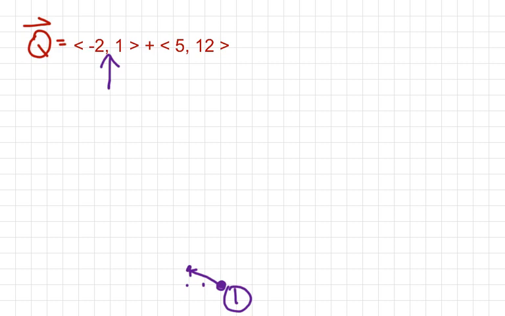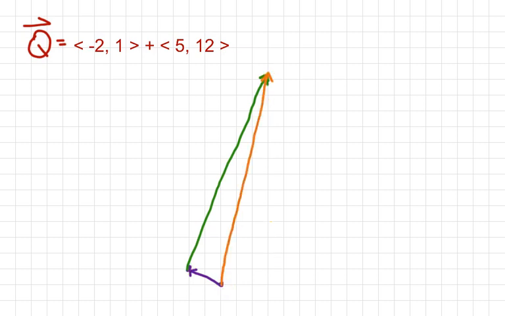Then let's use the head to tail method. We're going to add on to that, starting at the head, where the arrow is, the vector 5, 12. Starting right here, we go over 1, 2, 3, 4, 5, and then go up 12, and we end up right up there. To get our resultant vector, we connect from our beginning point to our ending point. That's going to be our resultant vector.